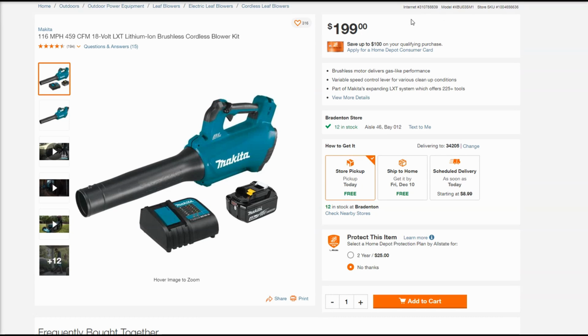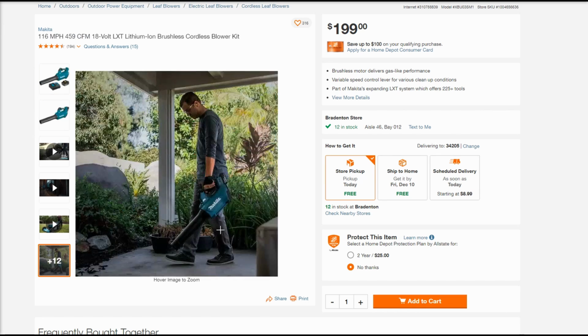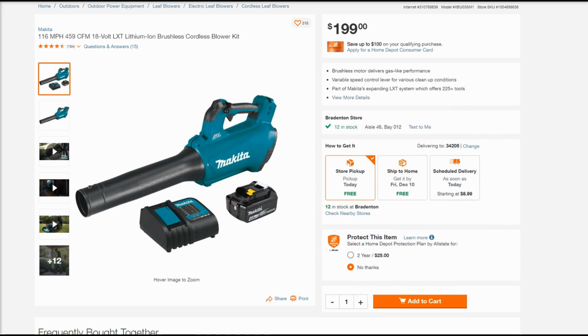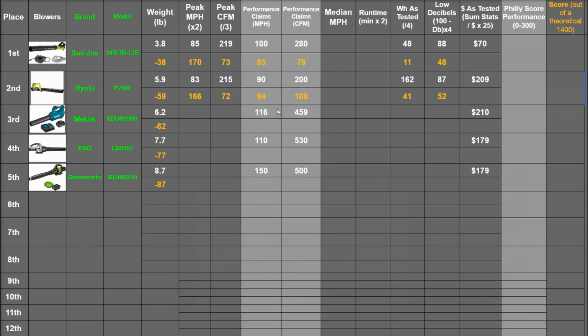Our next blower in order of spec is the Makita XBU03SM1, which can be found for $199 as a kit, but we're bringing it up to $210 as tested because it performed best today with a 5 amp hour pack. The Makita advertises 116 miles per hour and 459 CFM, a bit of a step up in velocity and a whole bunch of a step up in CFM at 459 versus the 200 to 220 we've been seeing so far, at least if it can reach those numbers. It's starting out with a larger point deficit due to 6.2 pounds weight, even over the Ryobi with a much larger battery. So let's see it.